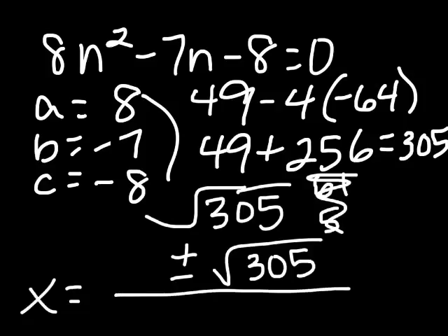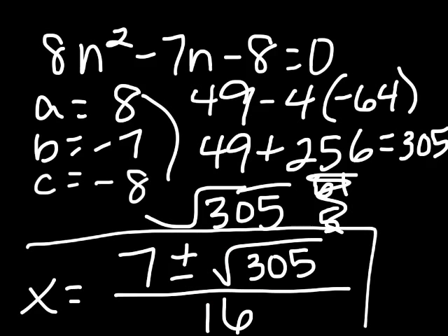Now we just have to add in the rest. The opposite of our b value would be 7. Double our a value would be 16. There's nothing in these coefficients that simplifies. So this is going to be our final answer.